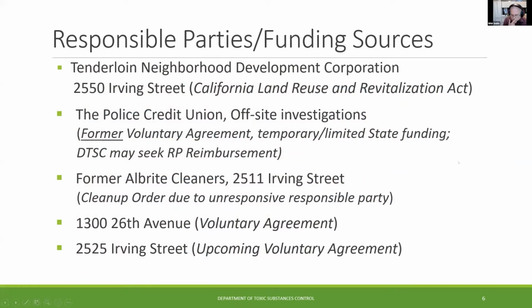Thank you, Parag. So this slide summarizes much of the sites and the regulatory frameworks and the nature of agreements that Parag just touched on. Just want to touch on the CLARA again for the Tenderloin, the TNDC. So this is a regulatory framework, a separate framework from the rest of the sites. This CLARA framework was enacted by the California legislature in 2004 to encourage the purchase and then redevelopment of brownfield sites by parties that did not formally pollute the site.